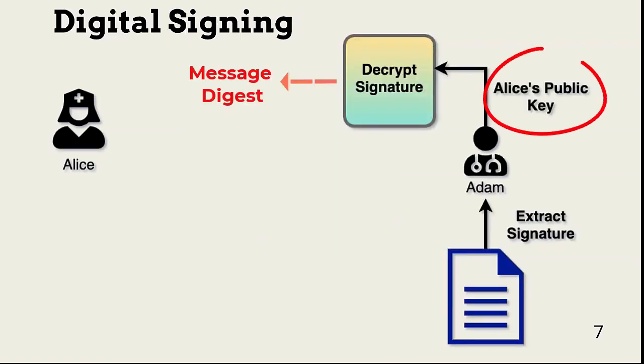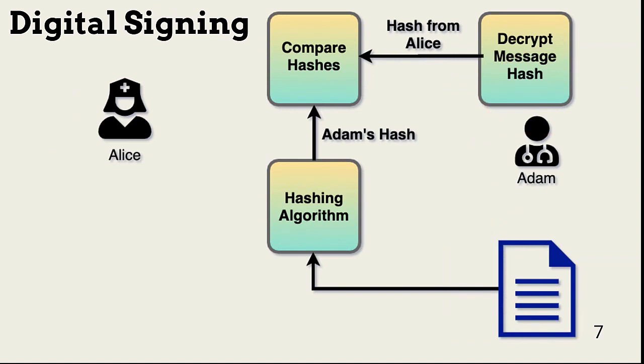Adam uses Alice's public key to decrypt the signature and access the message digest. Adam then recalculates the message digest and compares it to the value created by Alice. If Alice's decrypted hash value matches Adam's hash of the message, Adam knows Alice sent the message. Alice's public key successfully decrypted the hash, and it has not been altered after signing.